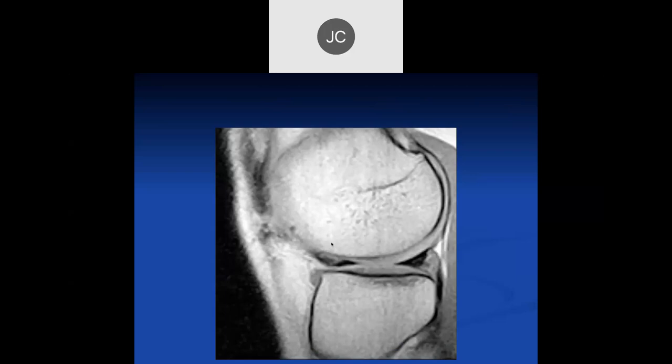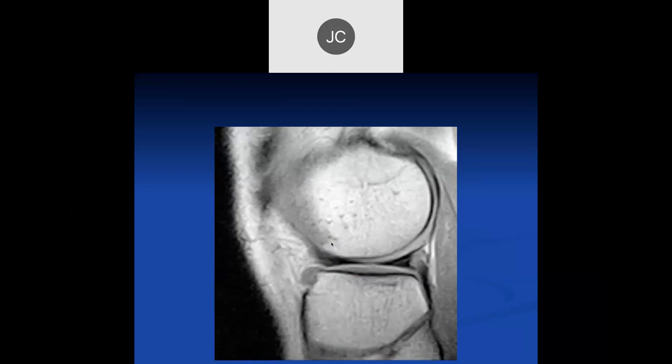All right, so we have a sagittal view of the lateral compartment, lateral meniscus. There is some irregularity of the anterior horn. Okay, so we see some increased signal there. If you go to the next cut, it looks like this.